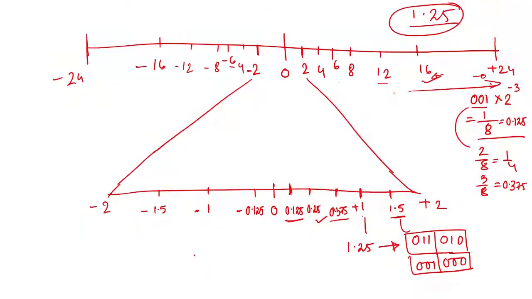So, we have the number that is mantissa and exponent. Okay. So, if mantissa is 0, whatever the value of the exponent, that number will be 0. Okay. So, this is one issue here.